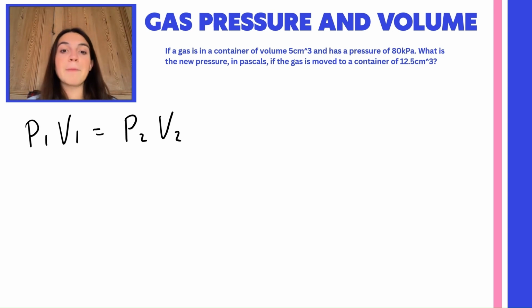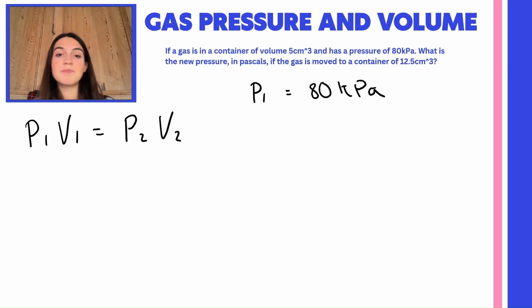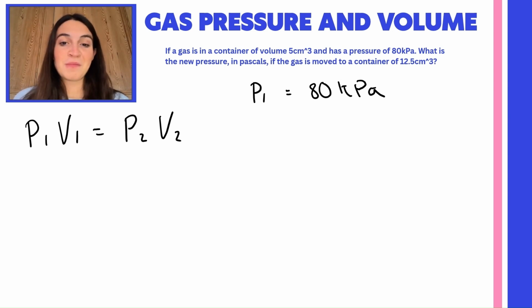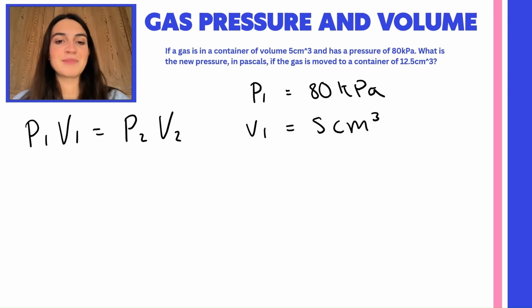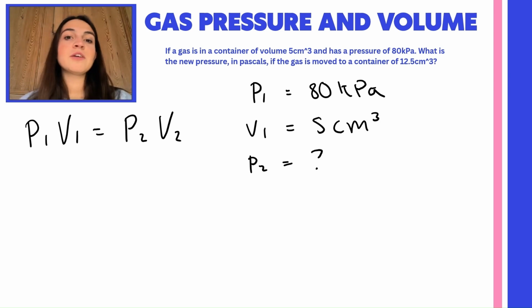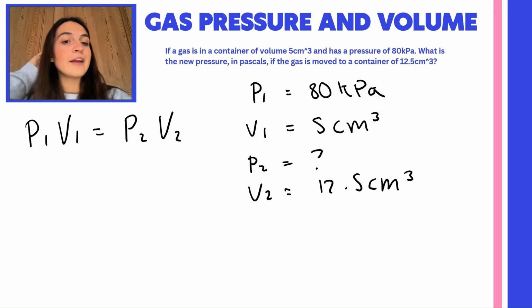P1 being my initial pressure, which I've been given in my question. My initial pressure was 80 kilopascals, and V1 being my initial volume, which was given to me in my question as 5 centimeters cubed. P2 is my new pressure, that's what I'm trying to find, that I'm not sure of yet. And my final volume is 12.5 centimeters cubed here.